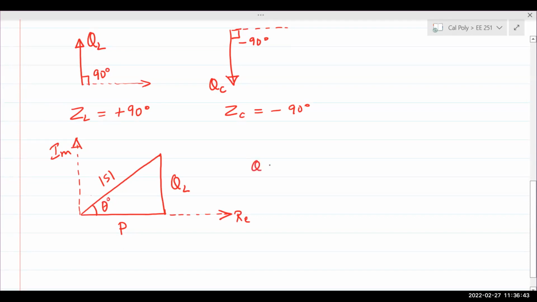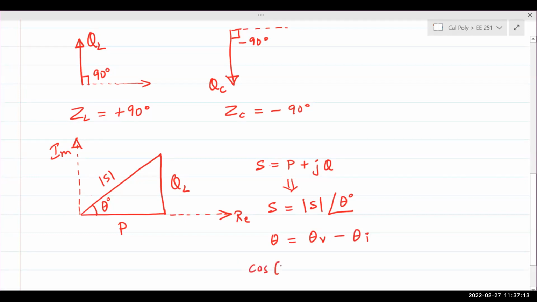So again, S is equal to P plus jQ, and when you convert this into polar coordinates, you get S is equal to the magnitude of S at the phase angle theta. This phase angle theta is known as the power angle, and it is simply the phase difference between the voltage and the current, theta_V minus theta_I. And the cosine of this angle is described by the term power factor. It's a right angle triangle, so think about what that means.